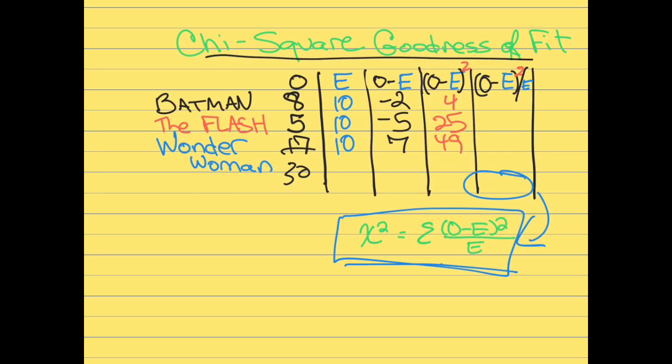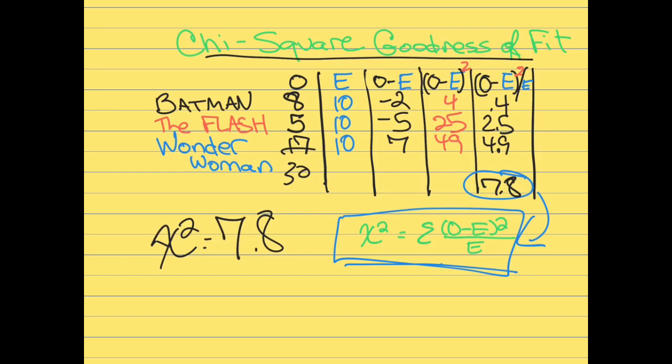And then we divide each of the values in this column by the expected value, which again is 10. So we're going to get 0.4, 2.5, and 4.9. When we add up 0.4, 2.5, and 4.9, we get our chi-square of 7.8. So our chi-square value is 7.8. And how do we determine if that is significant?